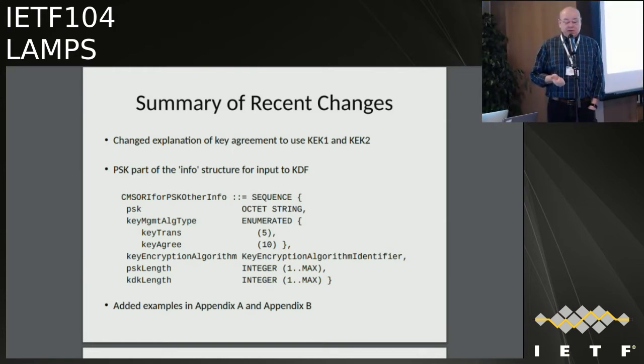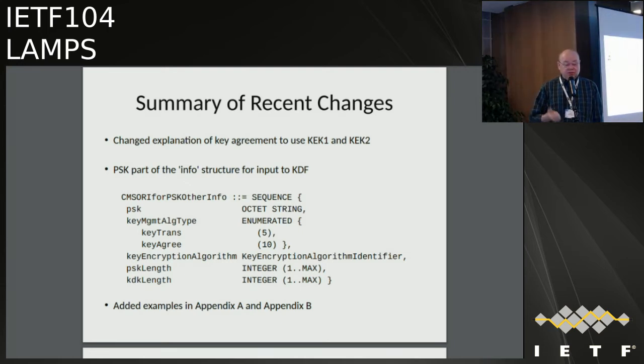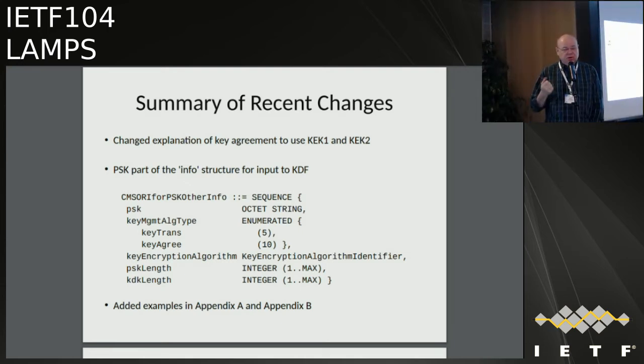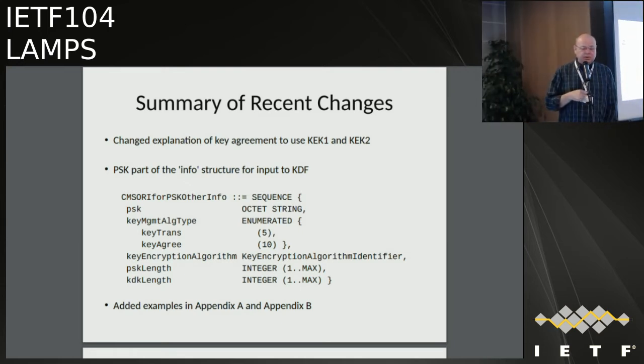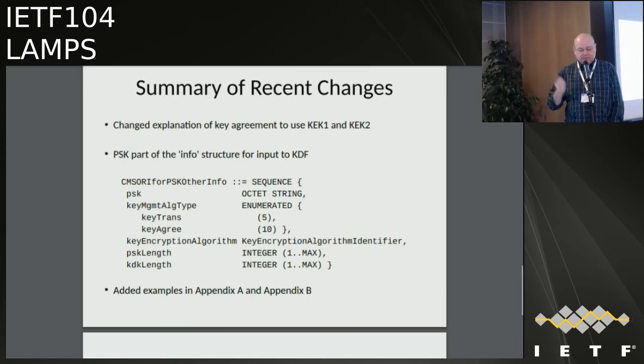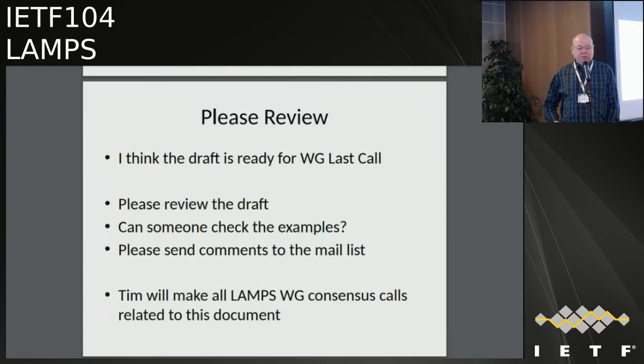And then we added examples to appendix A and appendix B. One does a key trans example, and one does a key agreement example. Next slide. So I'm calling for review. I think the draft is now ready for working group last call, now that it's got examples in it.